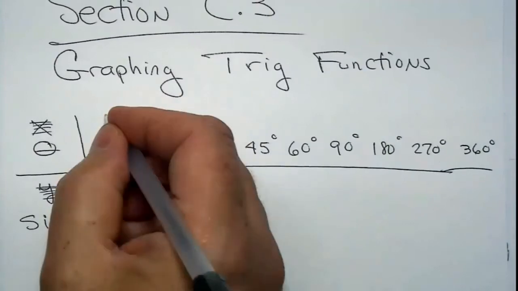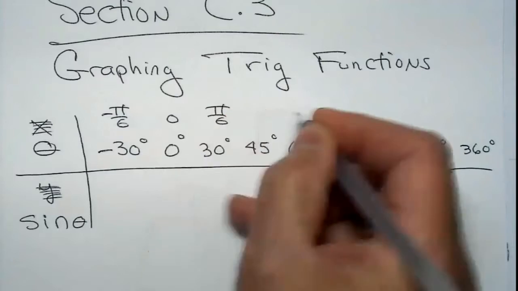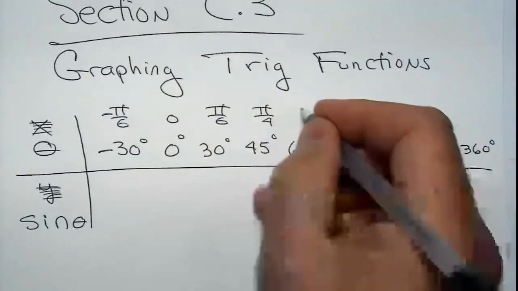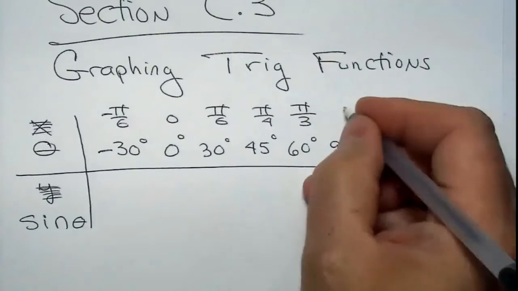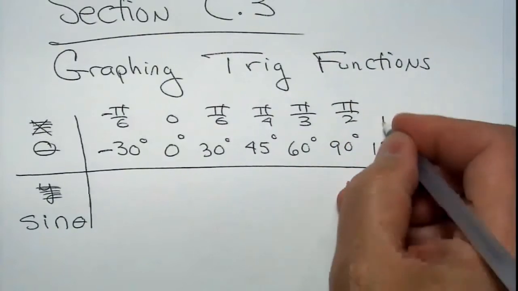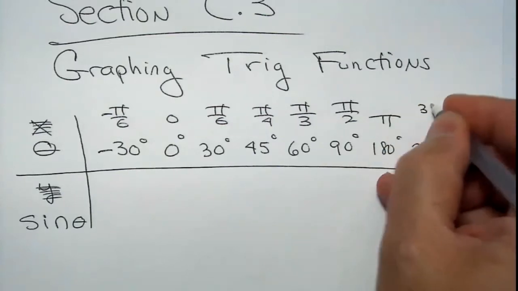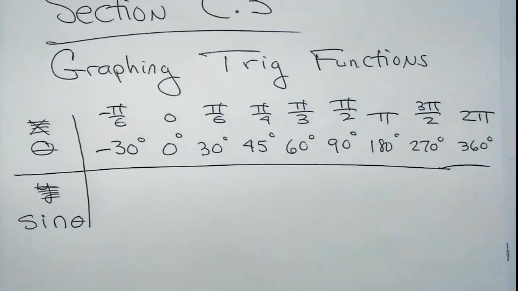While we're here, let's label these in radians. And double check as I go, because pi over 3 is 180 over 3 is 60. Pi over 2 is 180 over 2. That's 90. Pi is 180. And this is 3 pi over 2, and finally, full trip around the circle is 2 pi.